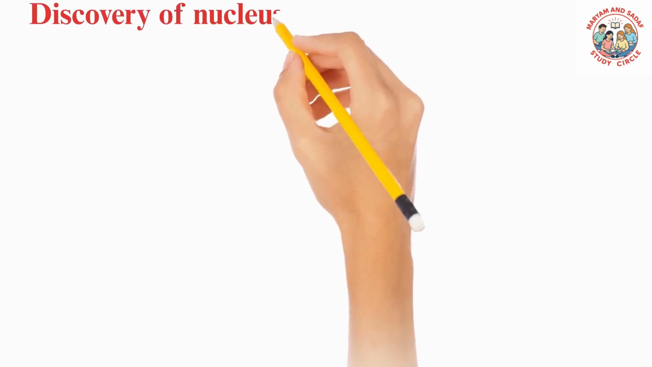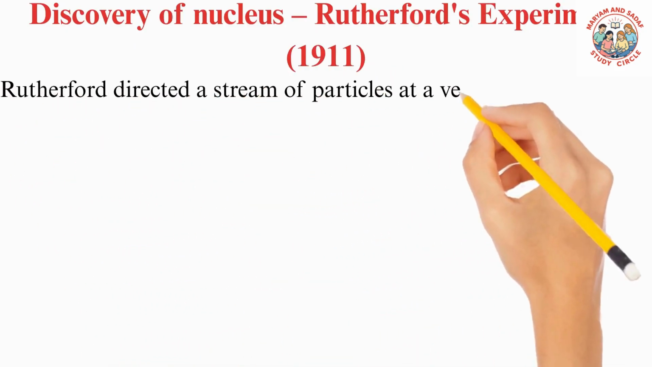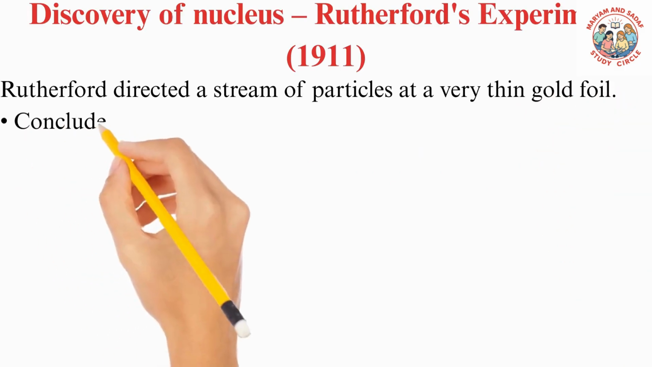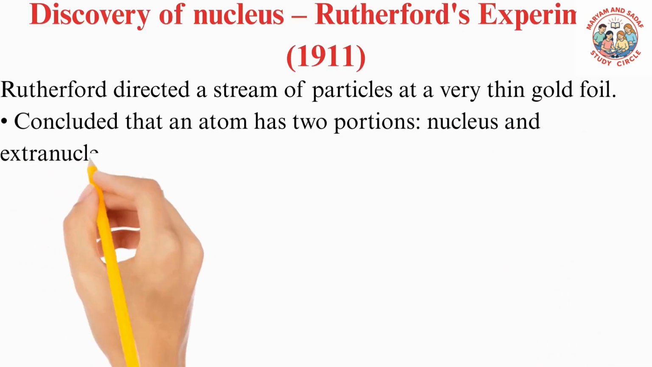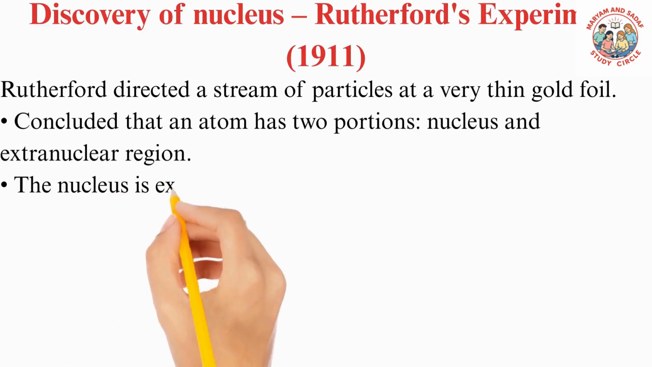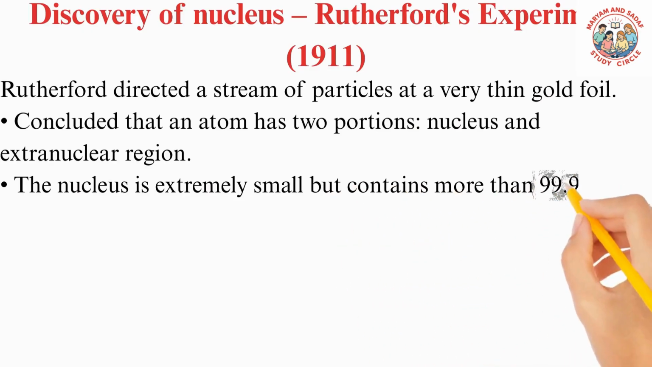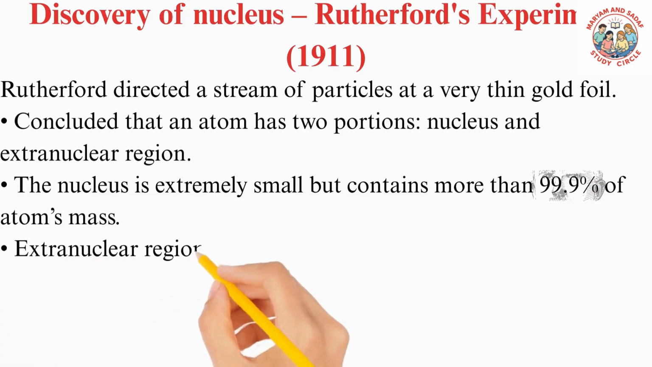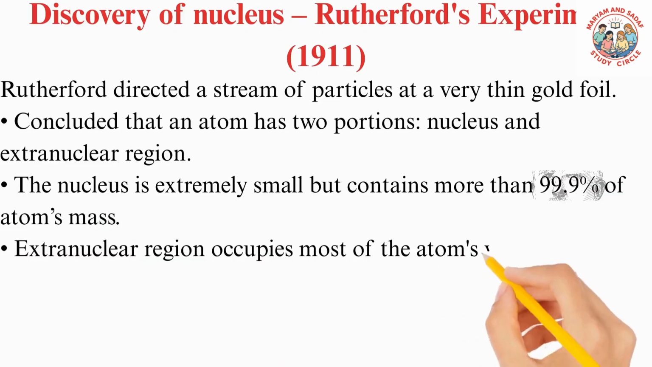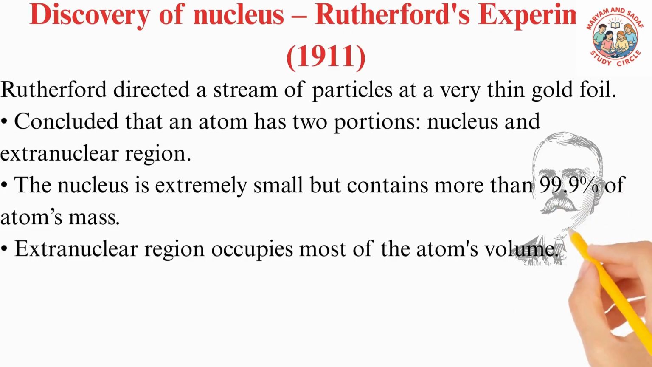Discovery of the nucleus. Rutherford's experiment, 1911. Rutherford directed a stream of particles at a very thin gold foil. He concluded that an atom has two portions, the nucleus and the extranuclear region. The nucleus is extremely small but contains more than 99.9% of the atom's mass. The extranuclear region occupies most of the atom's volume.